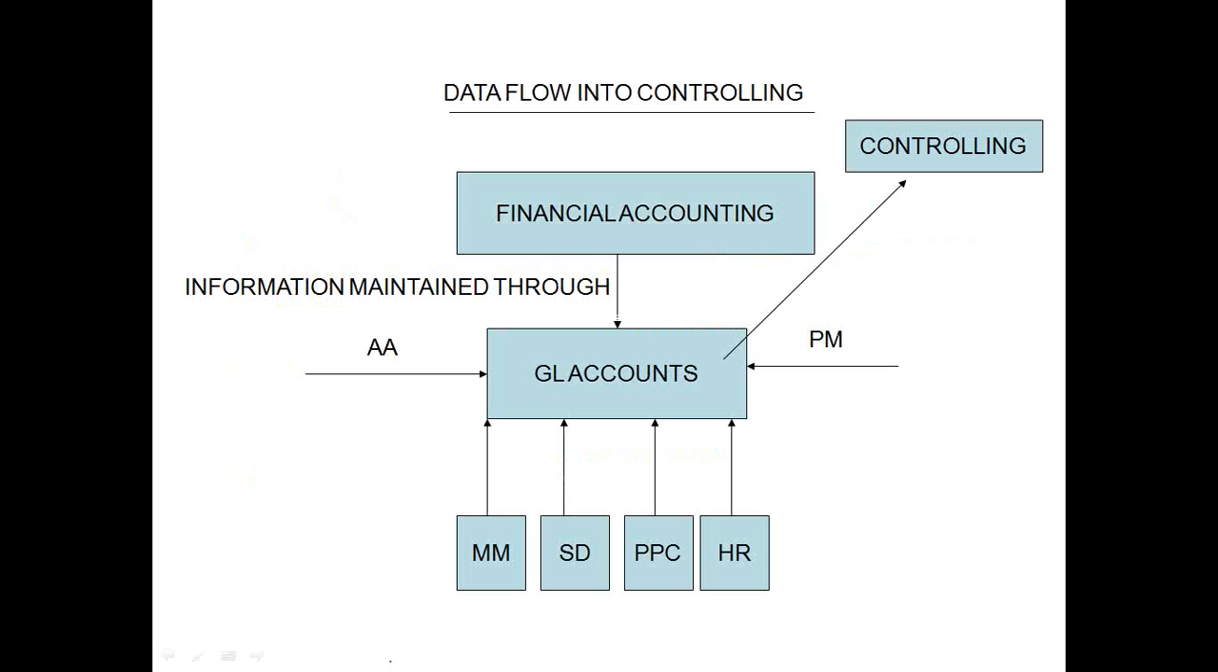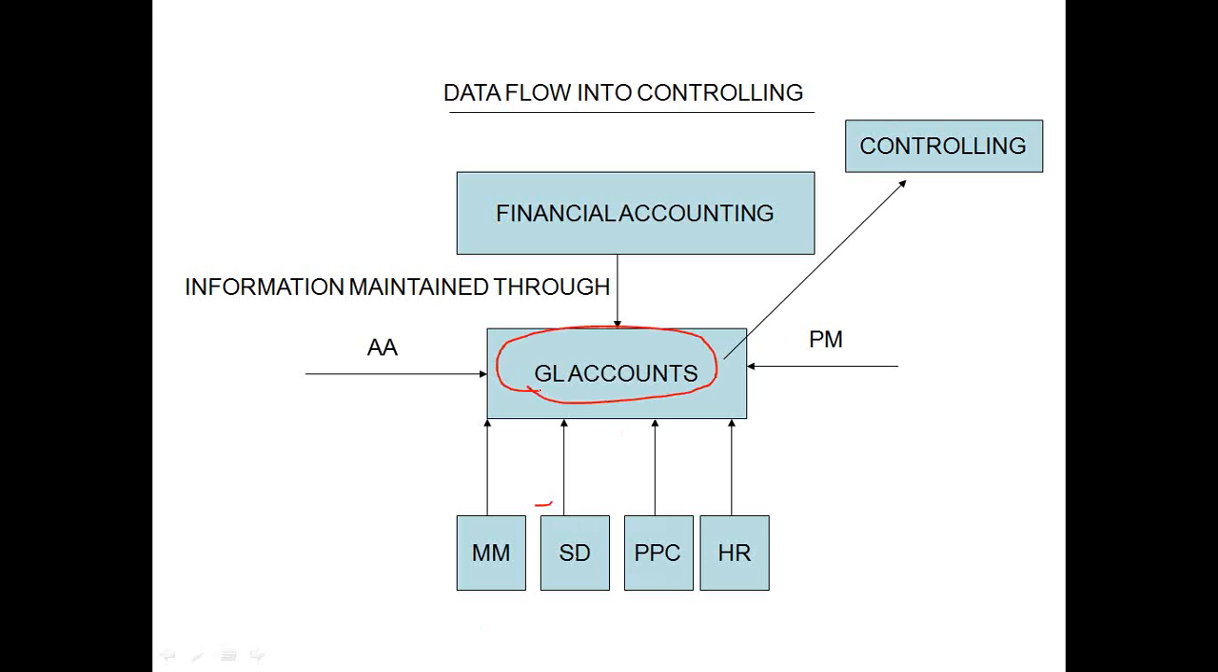So where is this expense and revenues information available in the FI? In the general ledger accounting. In the general ledger accounting, for every expense account and revenue account, we maintain a GL account. So the information of expense and revenues exists in the general ledger accounting in the form of GL accounts.